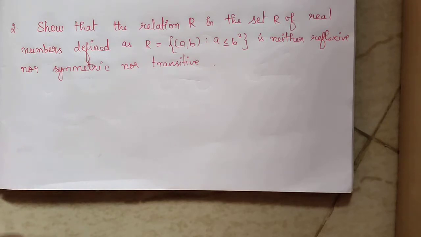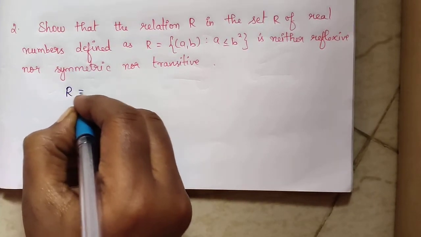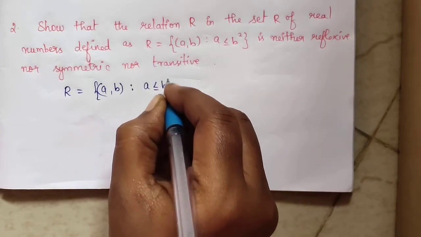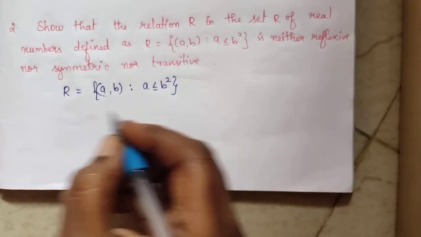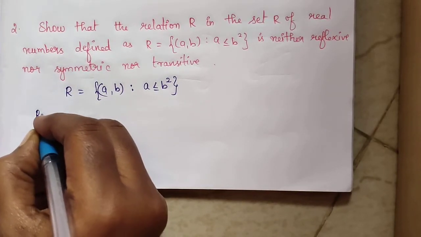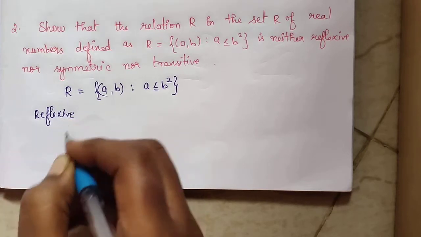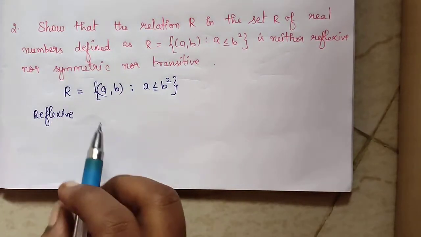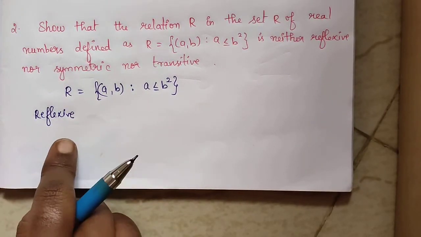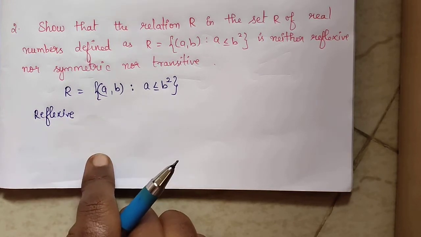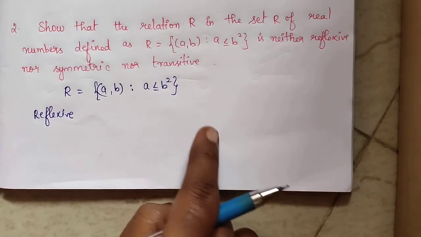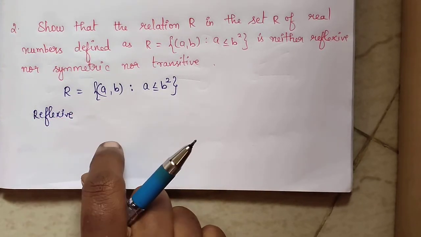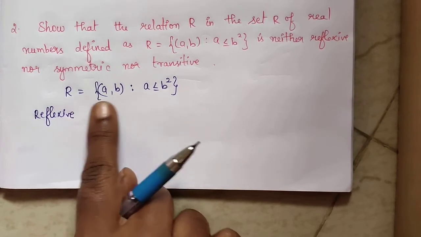Let us see in the sum. Given relation is R is equal to (a, b) such that a less than or equal to b square. Now I want to show that it is a reflexive relation. See that given R is my set of real numbers. Real numbers include natural numbers, whole numbers, rational numbers, irrational numbers. All these numbers together form the set of real numbers. Now simply they have given only the relation.